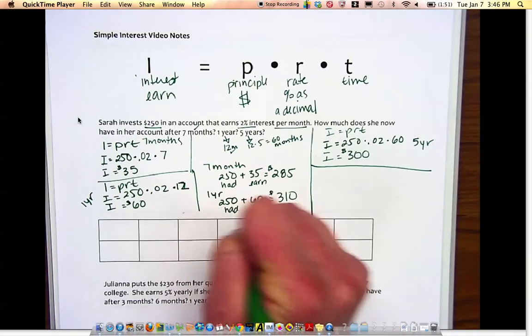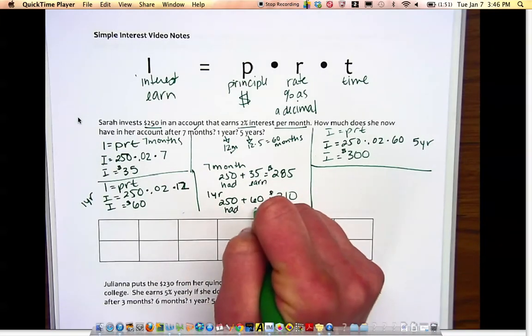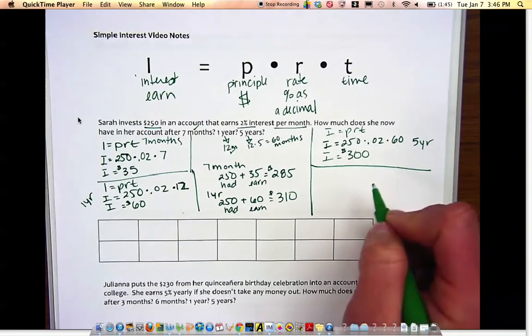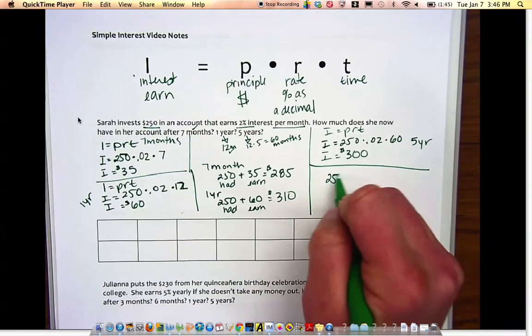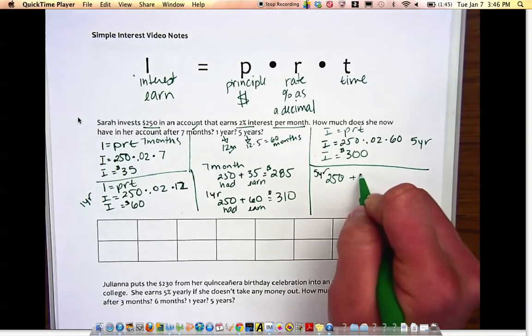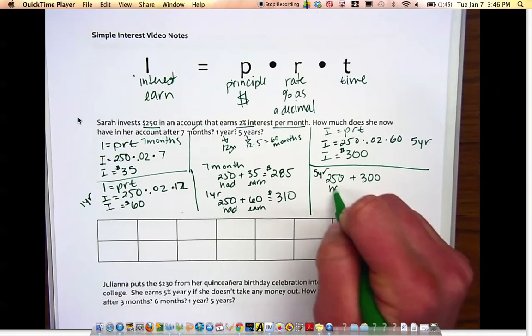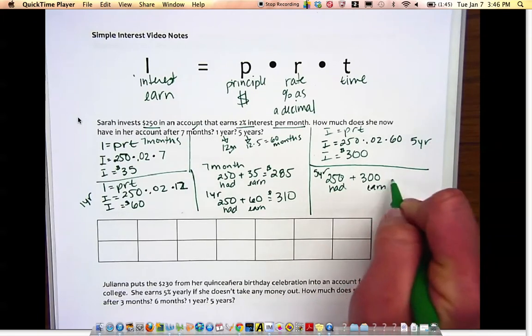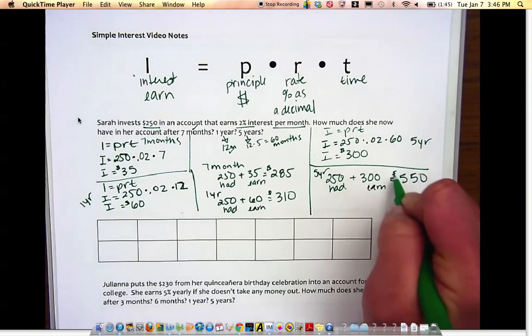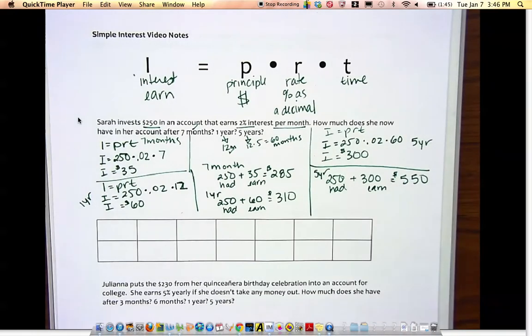This is what she had, this is what she earned, and this is her new amount. All right, for the 5 years, take the $250, this is the 5 year now, plus the $300 she's earned. This is what she had, this is what she earns, and she now has $550 in her account. Okay, so that's doing the problem using the formula.